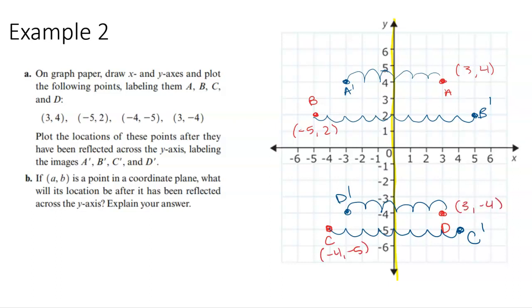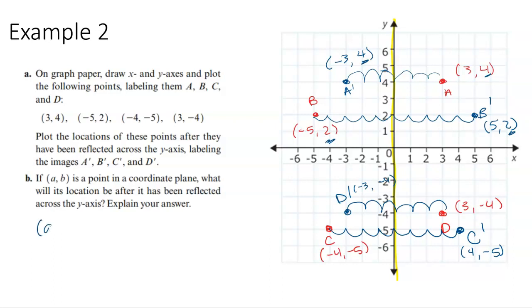Now this point here is (5, 2). This point here is (-3, 4). This point here is (-3, -4). And this point here is (4, -5). So what do we notice? Well, I can see that the y value is going to stay the same.